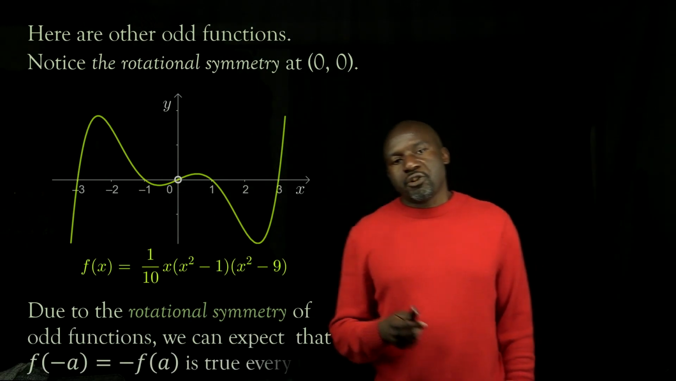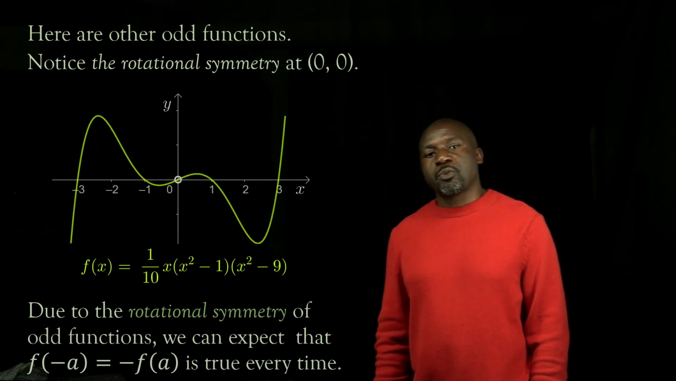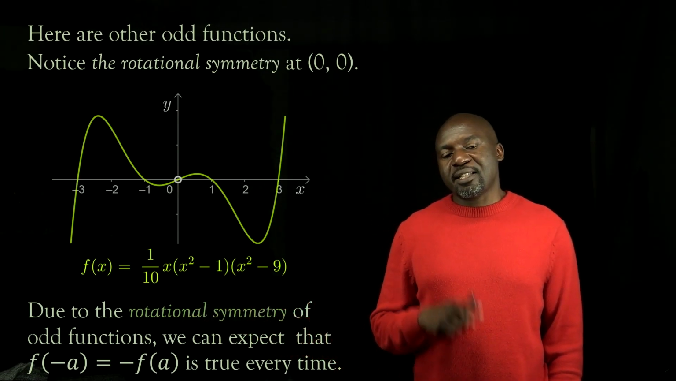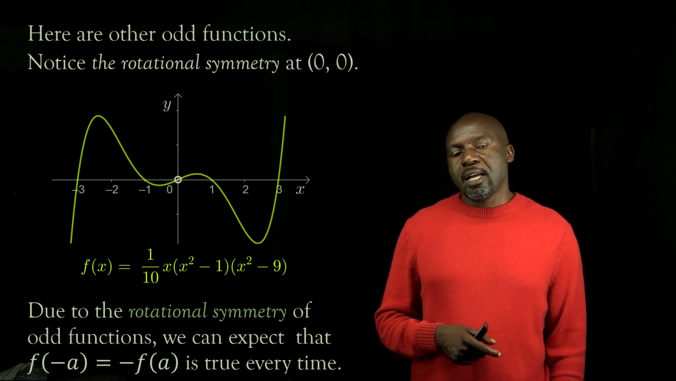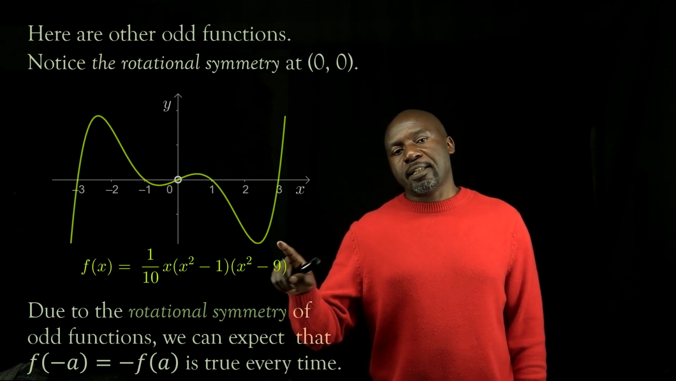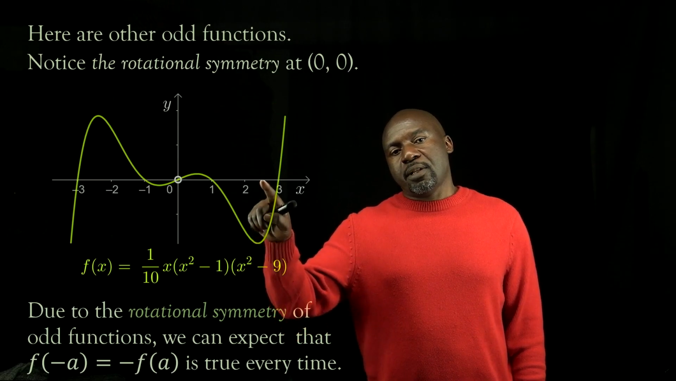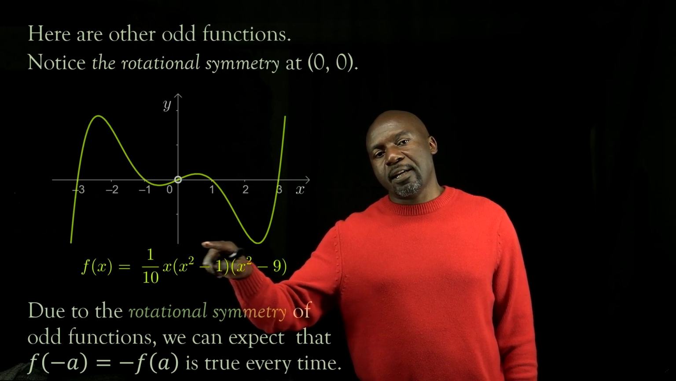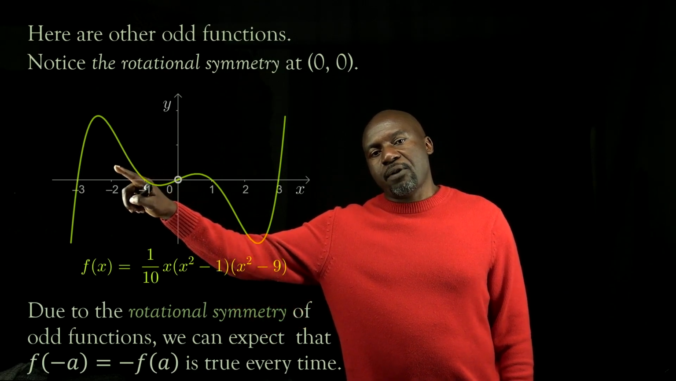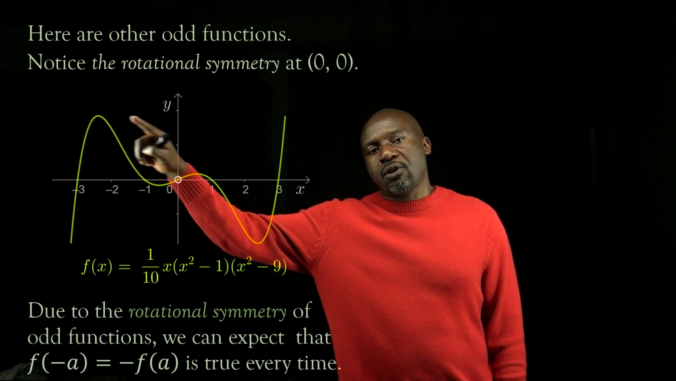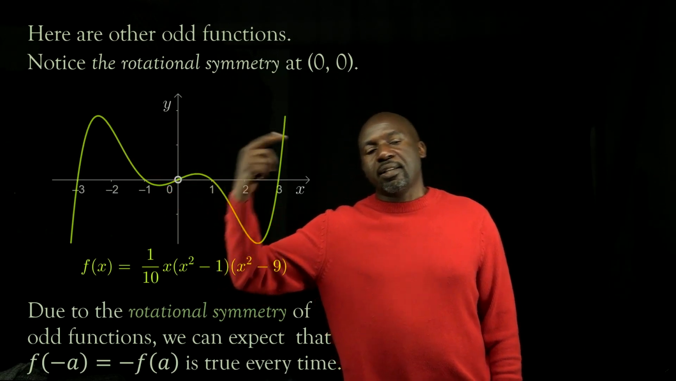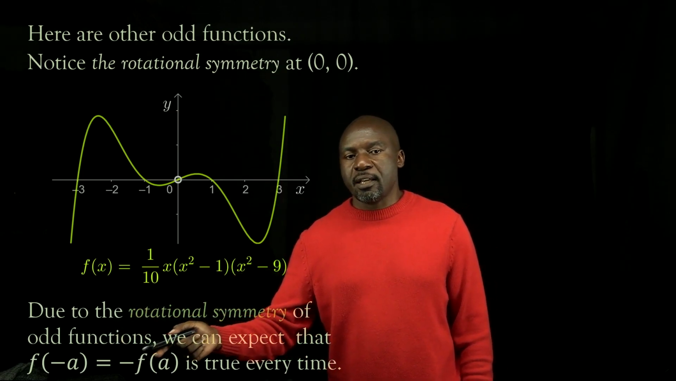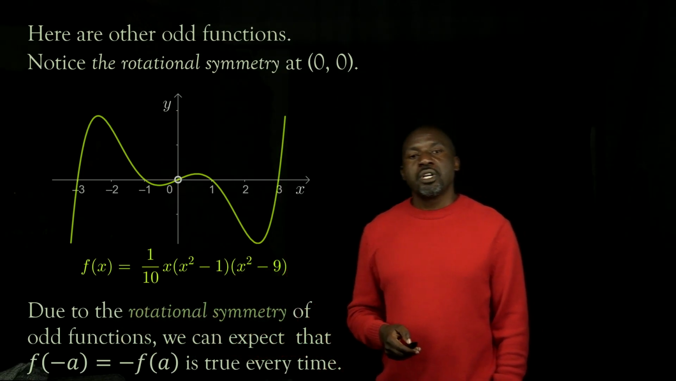So due to the rotational symmetry of an odd function, we can expect that f of negative a will always be the same as the negative of f of a, which is to say that if I pick a point here, let's say there, this is about 2.5, so f of 2.5 would be a negative number there, and f of negative 2.5 is going to be positive. So one is the opposite of the other. So f of negative a is always the negative of f of a. This is true in every case.